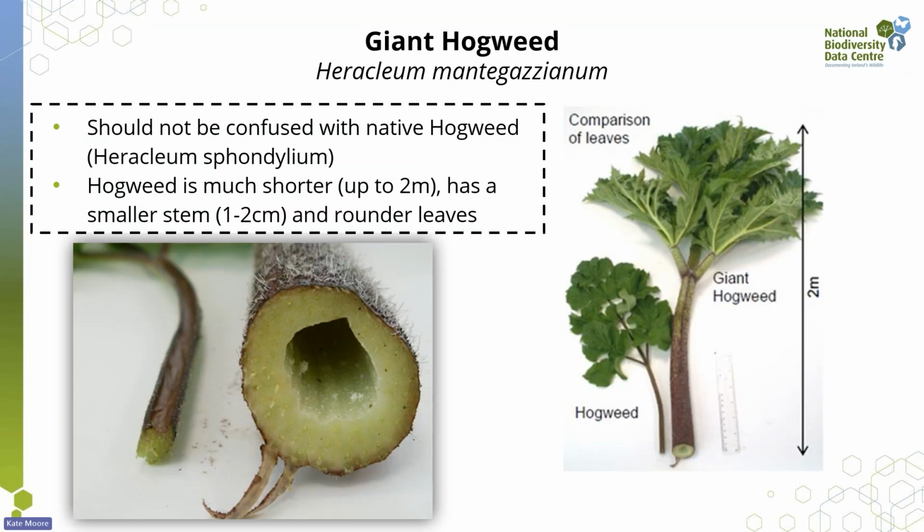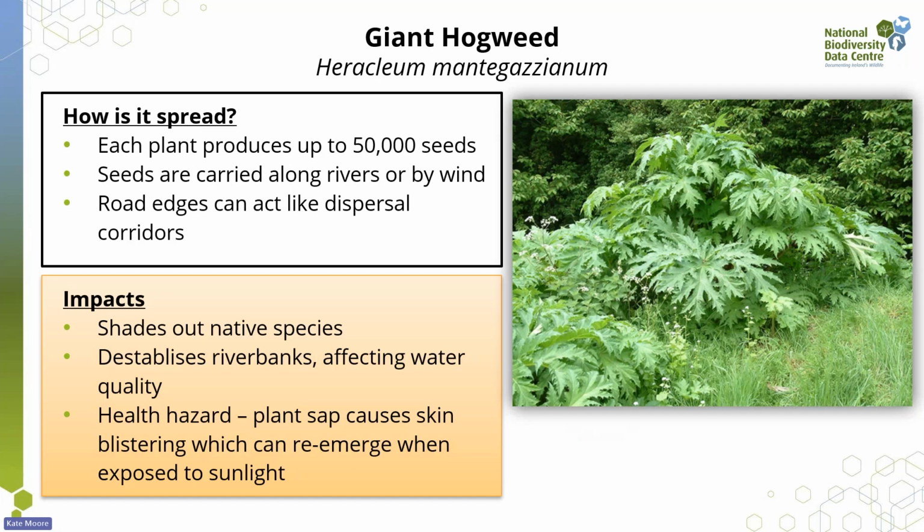So giant hogweed should not be confused with our native hogweed species, which is much shorter and smaller and has rounder leaves, in comparison to giant hogweed, which has more sharply divided leaves. Giant hogweed can produce a huge number of seeds, 15,000 annually, and these seeds can be dispersed by water or wind or even along road corridors.